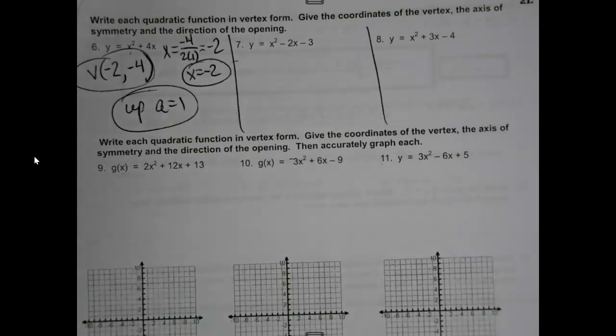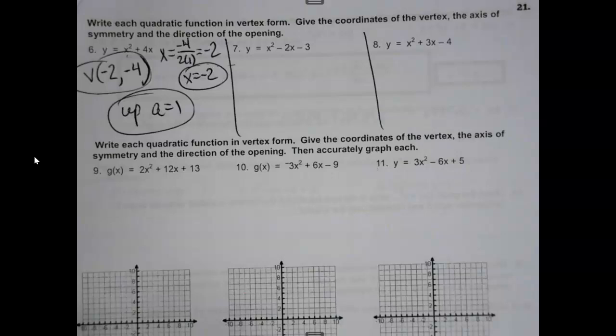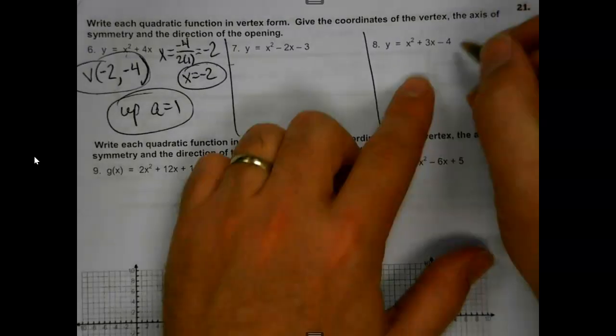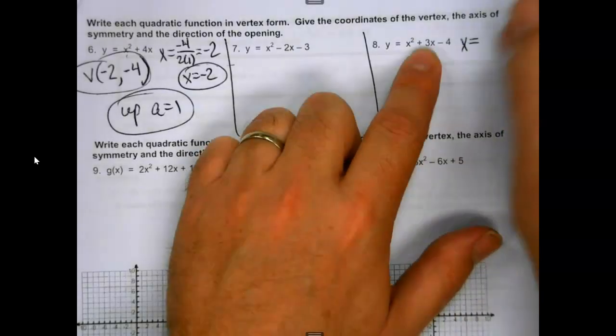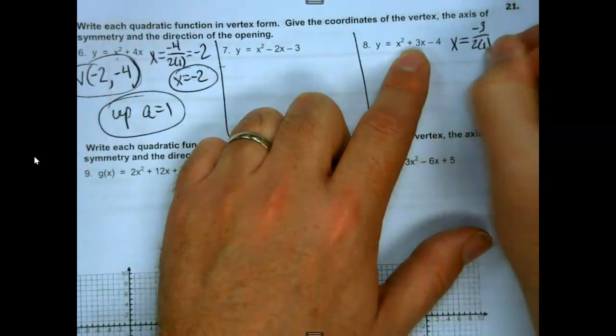And the other thing I want you to be aware of, because I know this freaks some of you out, when you get funky fractions and decimals, that's going to happen. So that's the next one we're going to do. We're going to do 8, because it gets weird. So, same process. X is the opposite of b over 2a.